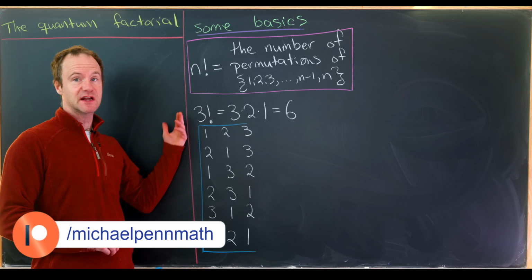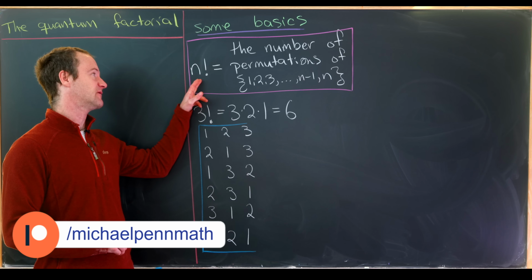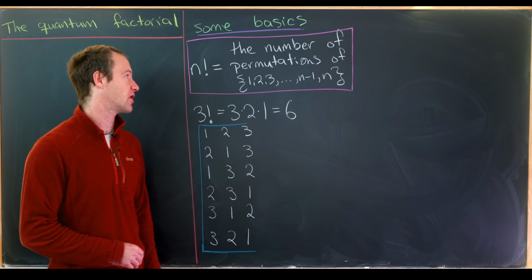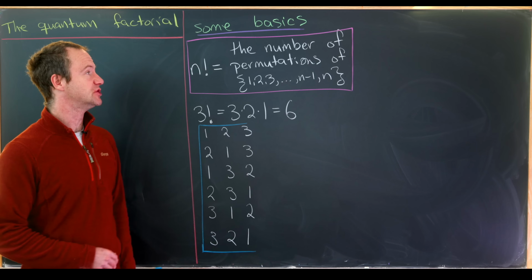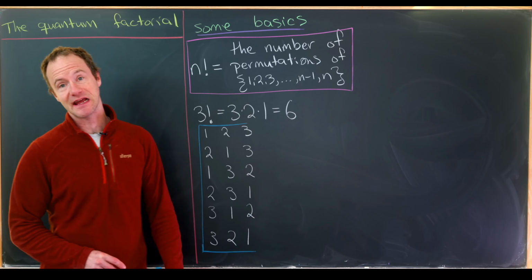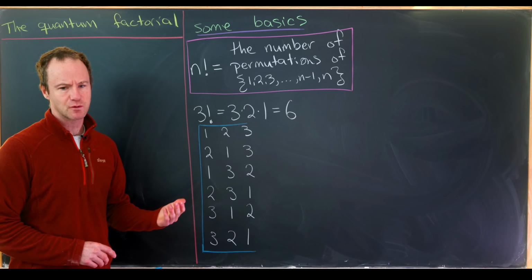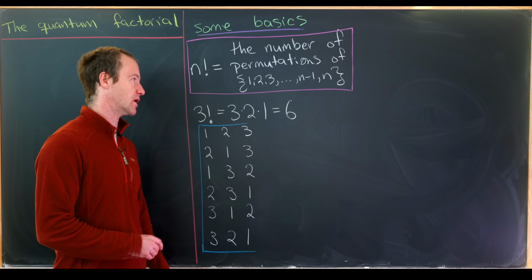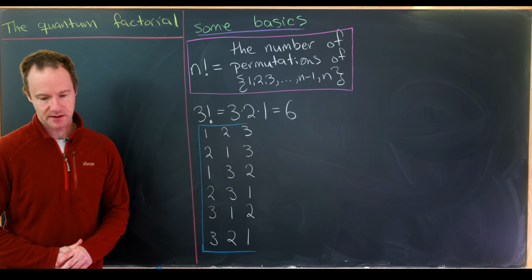All of this is going to be built off of the fact that n factorial, which is equal to n times n minus 1 times n minus 2 all the way down to 1, the descending product, is equal to the number of permutations of the set containing n elements. And we might as well call that set containing n elements all of the natural numbers 1, 2, 3, all the way up to n.